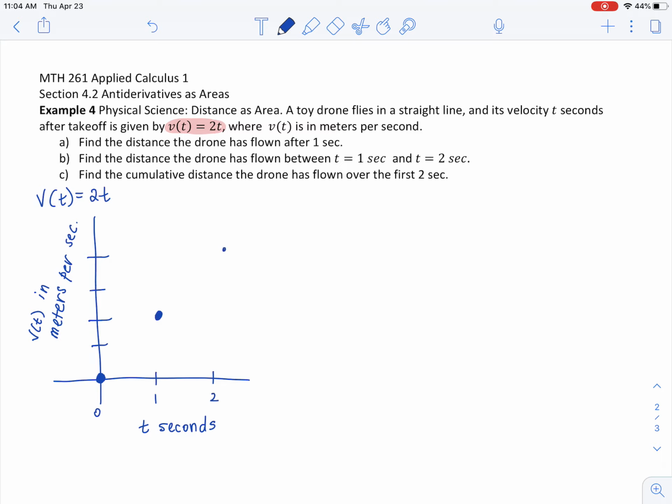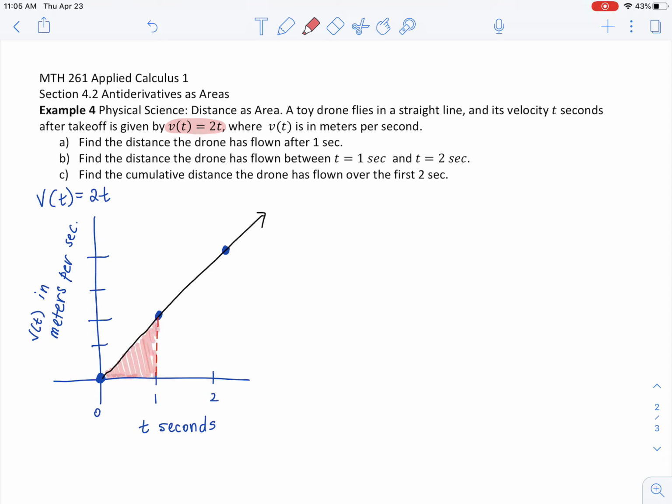Let me go ahead and graph this equation, v of t equals 2t. So at 0, it's going to be at 0. At 1, it's going to go up to 2. So I'll have a point right here. And at 2, it's going to go up to 4, and I have a point right there. So if I graph this, it's going to be a linear function going up from left to right like this. And we graphed it. Okay, so what do they want? They want you to find the distance the drone has flown after 1 second.